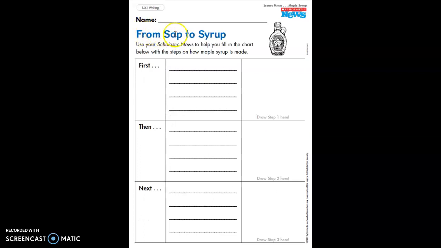Now we're going to go from sap to syrup. We're going to complete the steps, using our Scholastic News to help you fill in the chart below with the steps on how maple syrup is made.